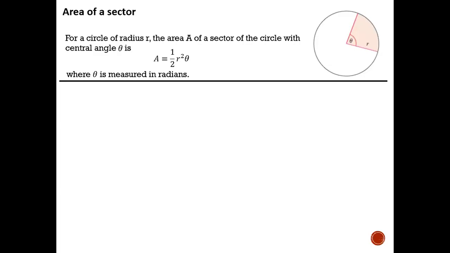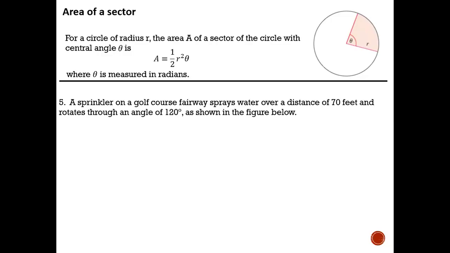So let's look at this other example, finding the area of a sector of a circle. For a circle of radius r, the area A of a sector of a circle with a central angle theta is given by this formula. A, for area, is equal to 1/2 r, the radius squared, times the angle theta, where theta is measured in radians. Okay, so be very careful.